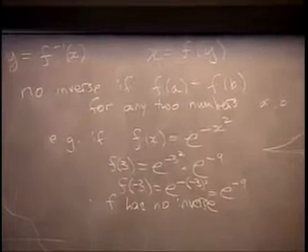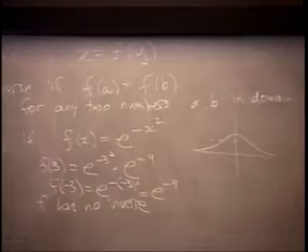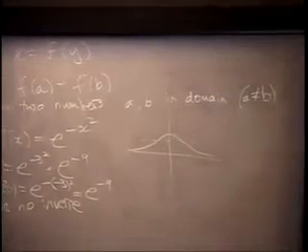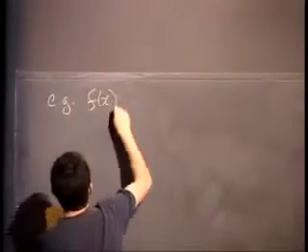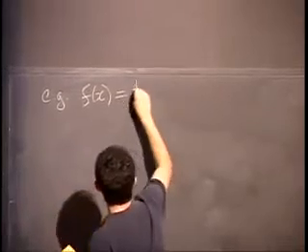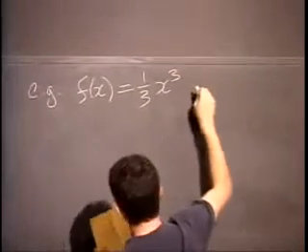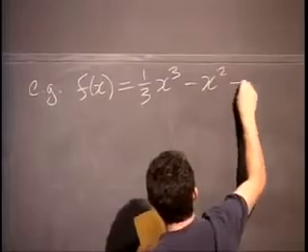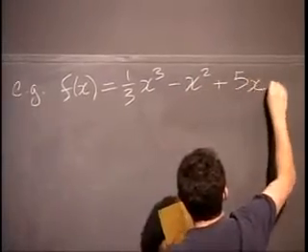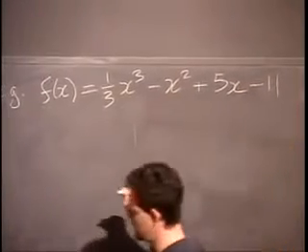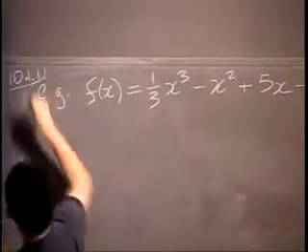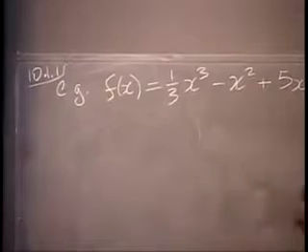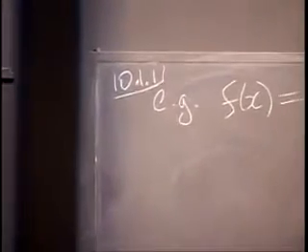And that can be quite tricky. The other option is to use a little bit of calculus. So I'd like to give you an example, and we're going to become quite friendly with this example. Suppose f of x is this cubic, 1/3 x cubed minus x squared plus 5x minus 11. So I'm sort of working in 10.1.1 in my book, but I've already talked about 10.1.2, so all that's left is to cover this example.